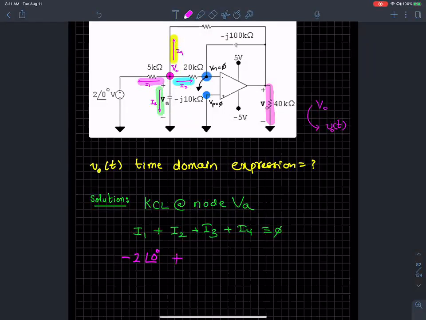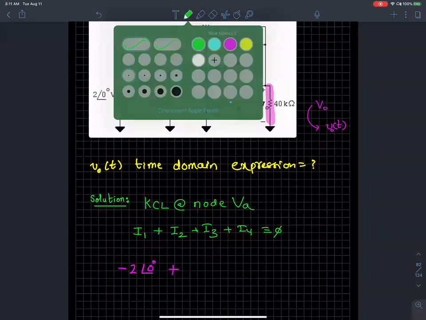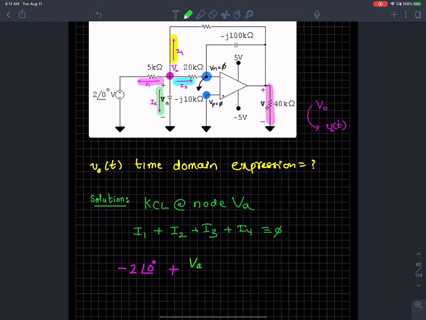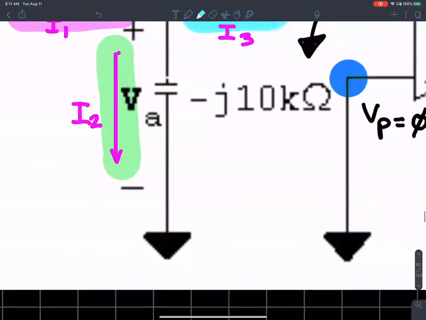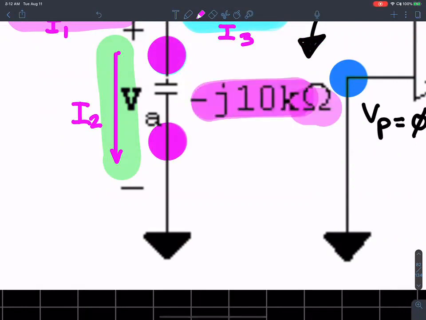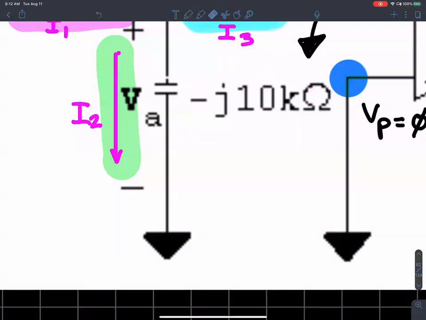Okay, plus what's the current going south? The current going south would be VA, the voltage at that node, minus zero, that's the voltage on the other side of the capacitor, over its impedance, J10K. So this is what I'm doing. I'm looking at the capacitor here. I want to find the current through this. What's the voltage there? That's VA, so let me use a different color. The voltage there is VA minus the voltage here, zero, over the ZL. That gives me the current through the capacitor.